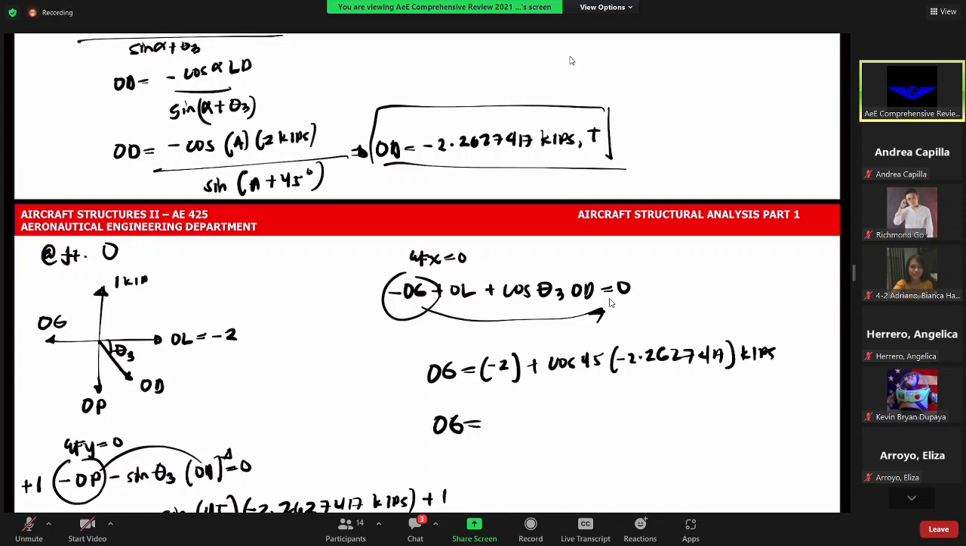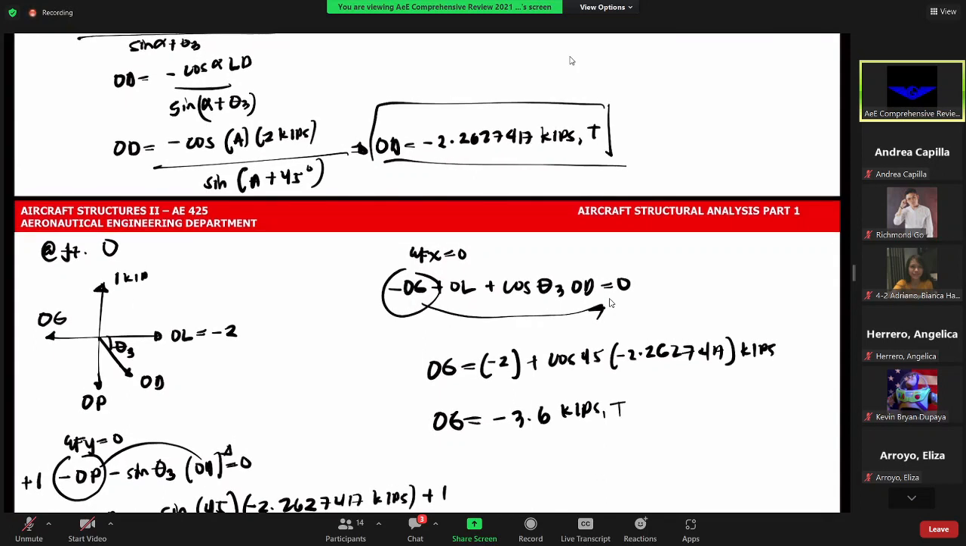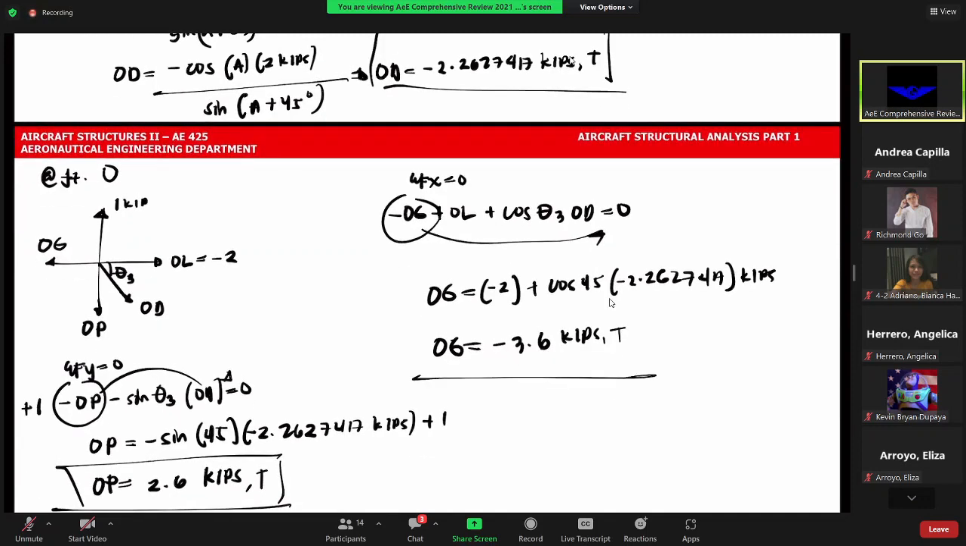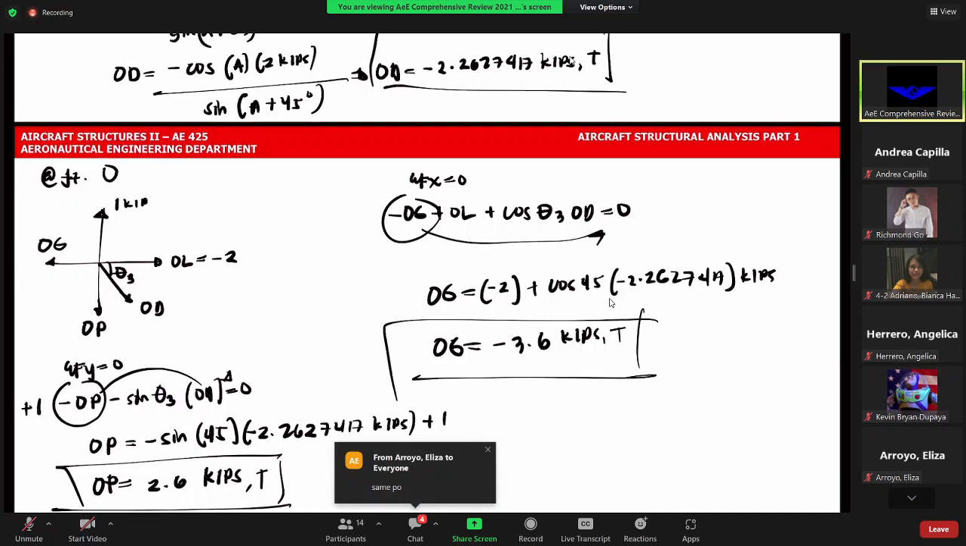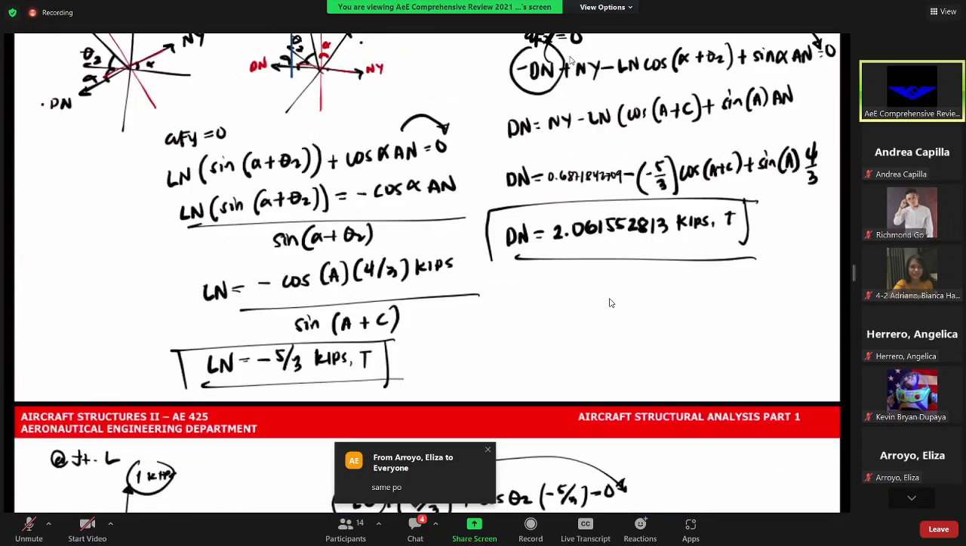OG is equal to negative 3.6. Tama ba sa iba? 3.6, wala ba tayong nakalimutan? OG, OL, OD, sa Y, plus 1 lang, 2.6, negative 3.6. Okay, so yun.